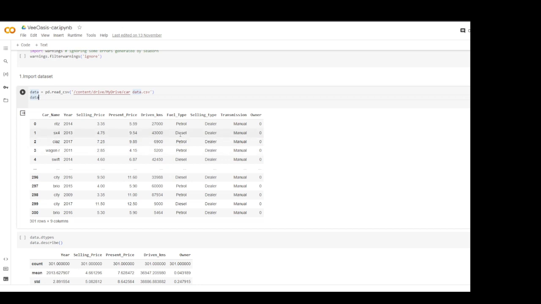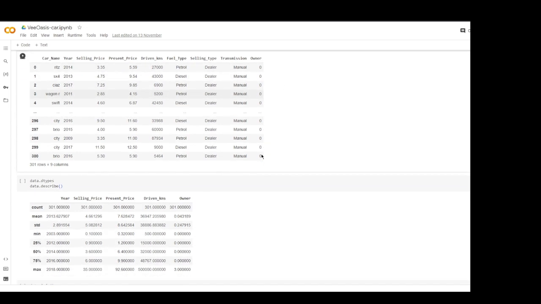Of thing, but not exactly. Then the fuel type, which is petrol and diesel, either or. Selling type, it's either dealer or individual. Transmission, it's manual or automatic cars. And yeah, sorry for the noise. And the owner column.